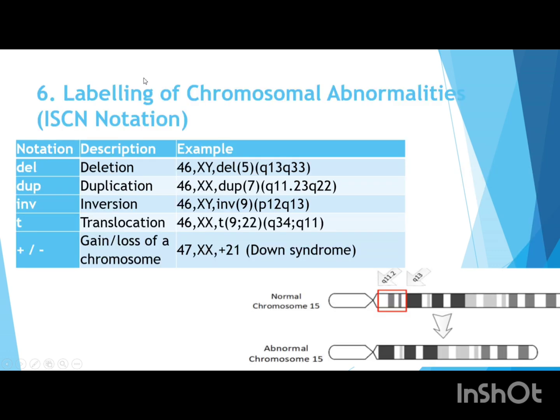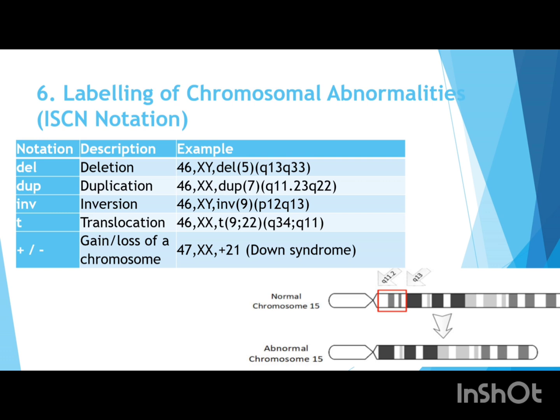Now we move to the labeling of the chromosome abnormalities, that is ISCN notations. If there is any duplication or any deletion, then how is it written? The normal is 46,XY, and a deletion at chromosome 5 has the location q13 to q33. So this is the deletion which we have observed.